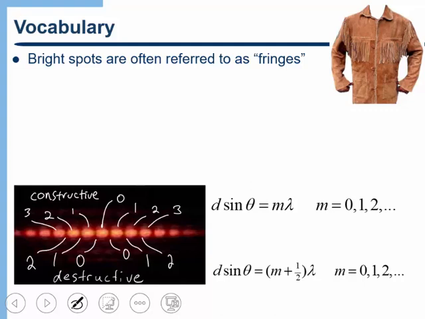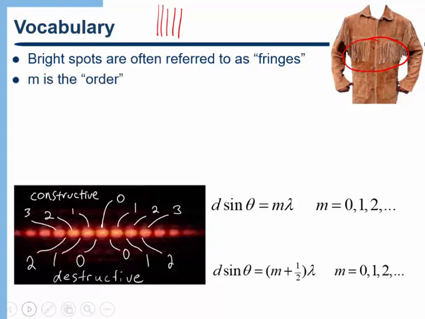Let's look at some other vocabulary just to be aware of. The bright spots are often referred to as fringes. That's historical. Remember that when Young did the experiment, he saw bright lines. And you'll notice those lines kind of look like the fringes, like on this nice leather coat there. And so that's why they're called fringes.